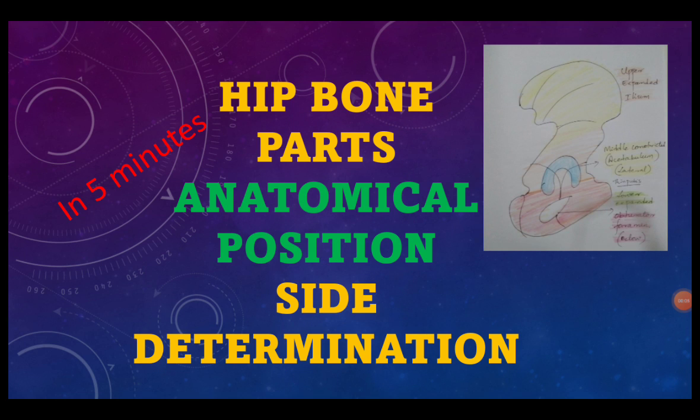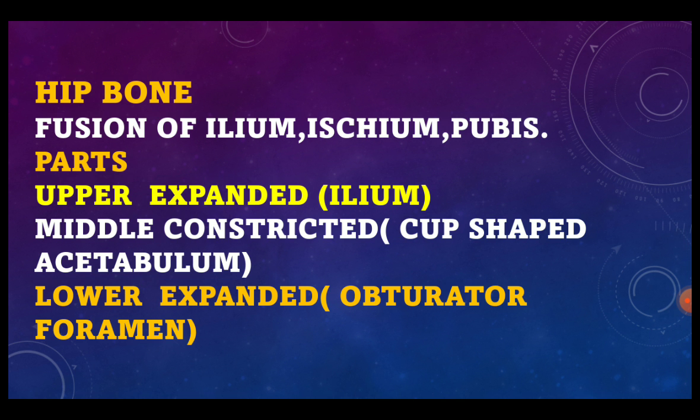Just chill, relax yourself. The topic is hip bone. Mainly, the main aspect is we are dealing with the parts. Second is anatomical position and side determination. Basically, we are having a quick recap on these points. This one is a part, anatomical position, and side determination. Basically, hip bone is the fusion of three bones. Those are ilium, ischium, and pubis.